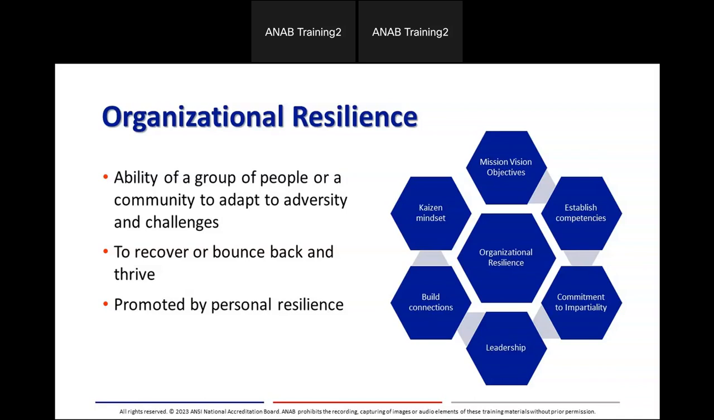But we have to think about, how do we build and foster this organizational resilience? We know what we bring to the organization, but how do we collectively bring the organization together to build this resilience? One way of doing this is through accreditation, because it kind of sets the foundation or the standard upon which to build and foster that resilience.